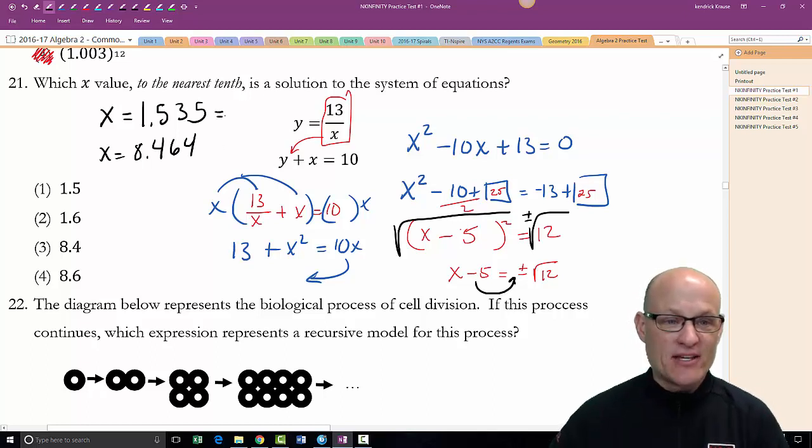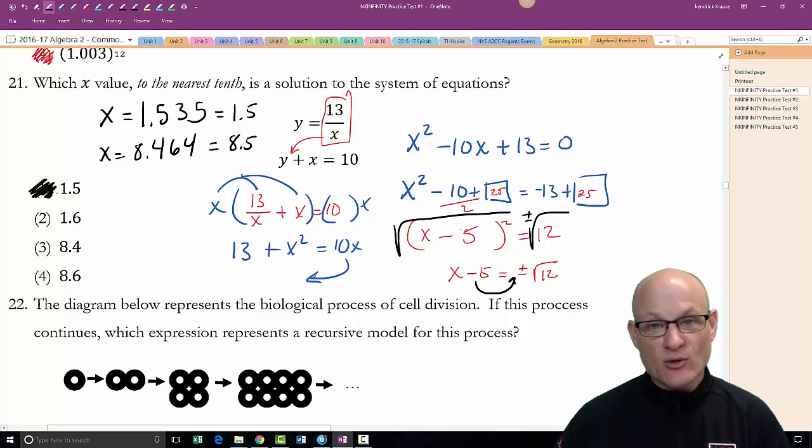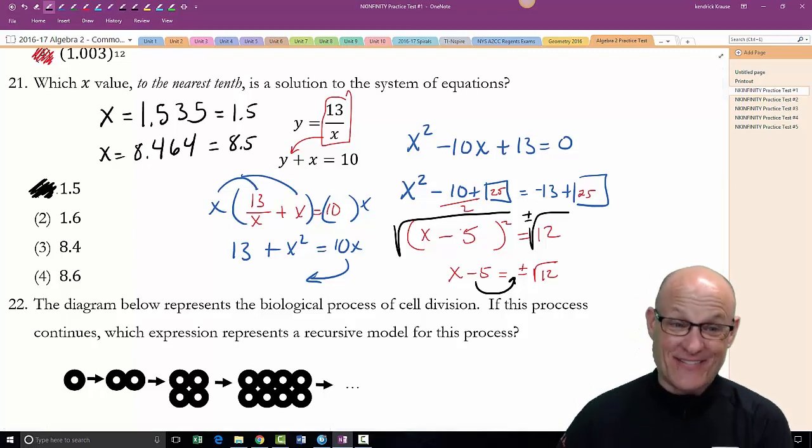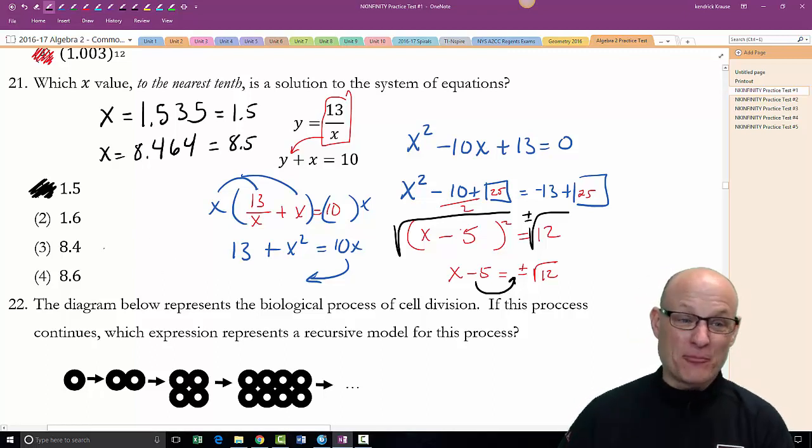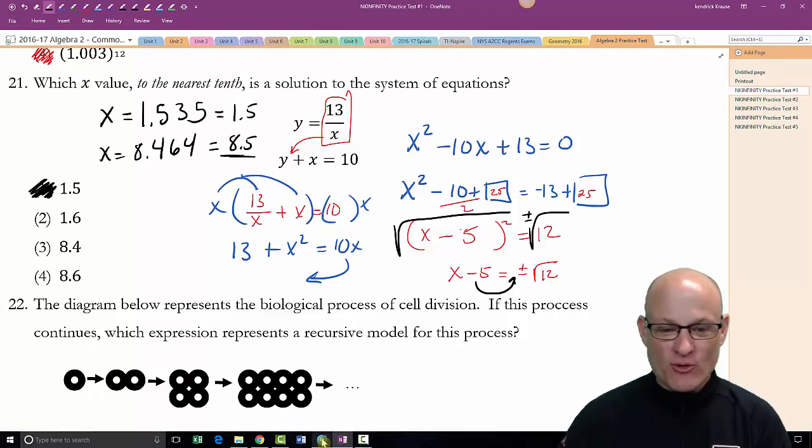So round to the nearest tenth, this is 1.5. Round this one to the nearest tenth, it's 8.5. So this is the only acceptable answer. You might think it's 8.4, but it's not. It's really 8.5. How would you do this problem graphically?